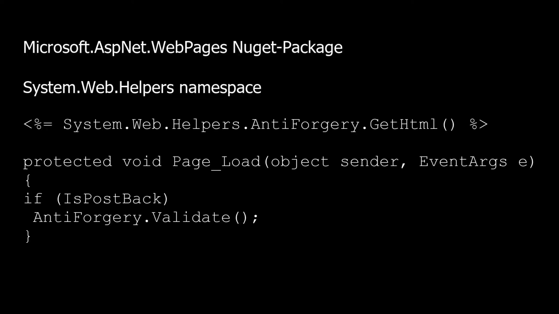You can get the Microsoft ASP.NET Web Pages NuGet package and use the System Web Helpers namespace. This will give you some MVC functionality where you can just add the anti-forgery get HTML method to your HTML and call the anti-forgery.validate method in your postback.